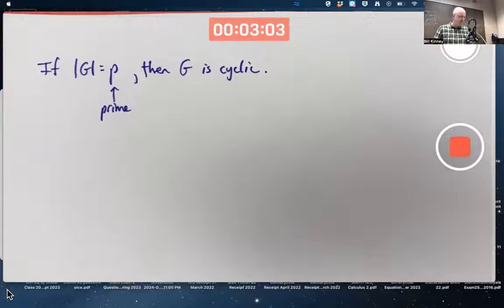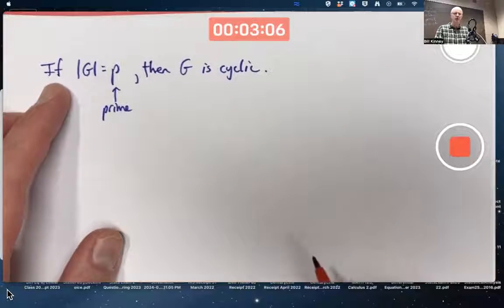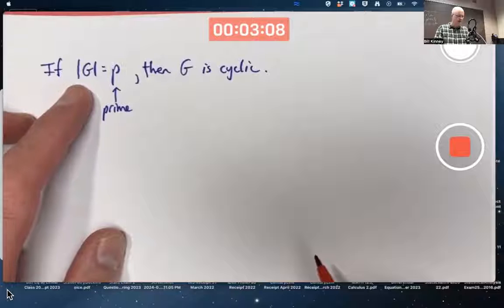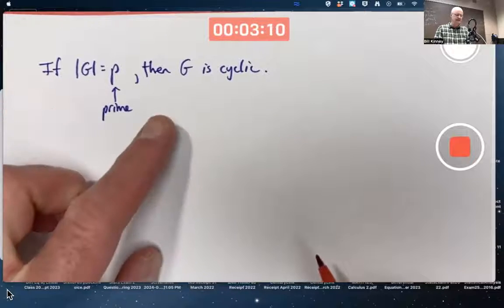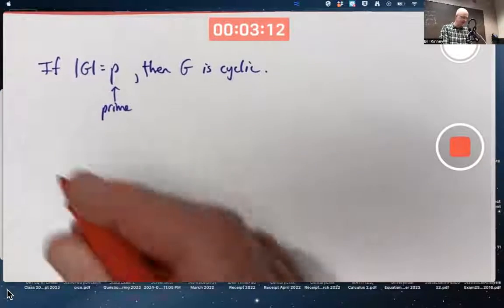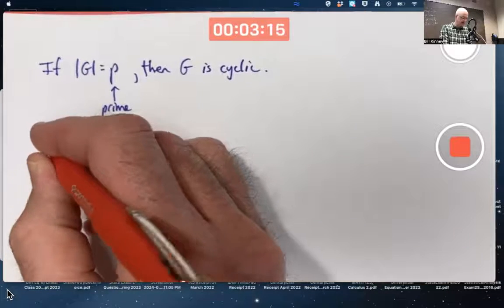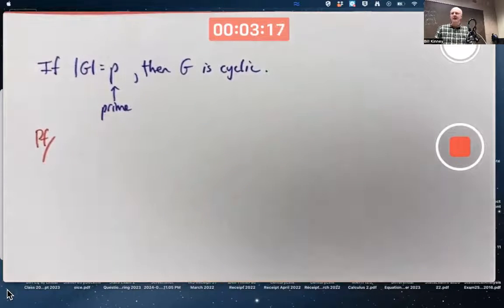The goal here is to give a proof of this fact that if you've got a group G whose order is a prime P, then that group G is cyclic. What's a nice proof of this? How do you prove something?